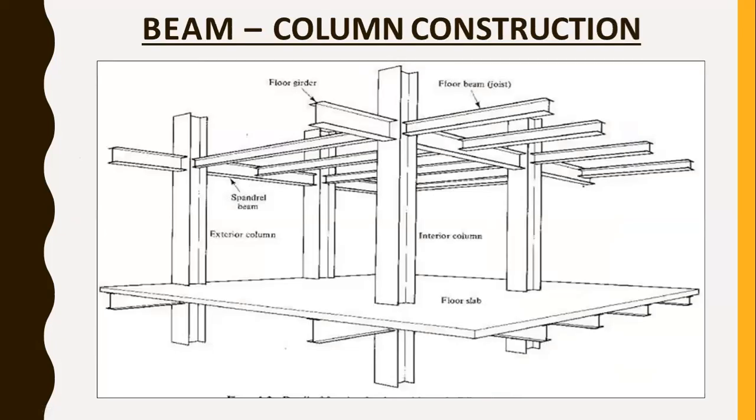So in beam-column construction, there are also different types of floor girders, floor beams, exterior columns, floor slab, and interior columns. You can see that I sections are provided in the floor slab, right? These are I sections. So basically, this type of I section is used mostly in steel structures.